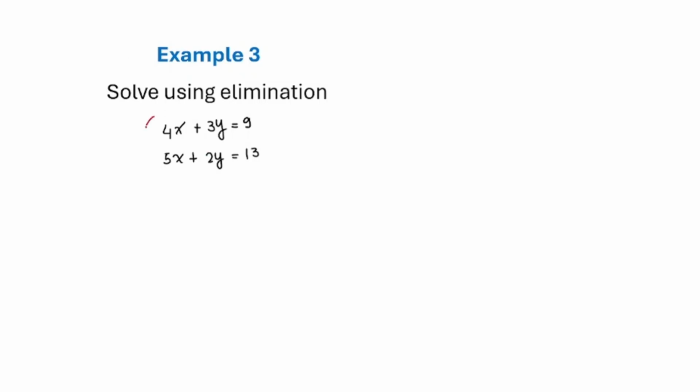We multiply the first equation by 2. Then we multiply the second equation by negative 3. Why negative 3? Because multiplying by 3 would give 6y, but we need the opposite sign. That gives 8x plus 6y is equal to 18. The second equation becomes negative 15x minus 6y is equal to negative 39.